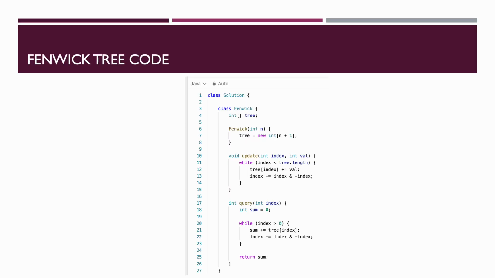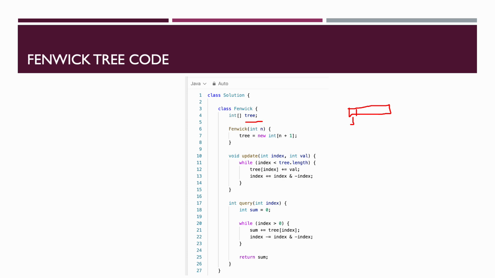So firstly, let's walk through the Fenwick tree code. This is a class Fenwick which we have designed, which has an array tree. Now remember, Fenwick tree is always 1 indexed, so our indexing starts from 1. So let's say I have n number of elements.